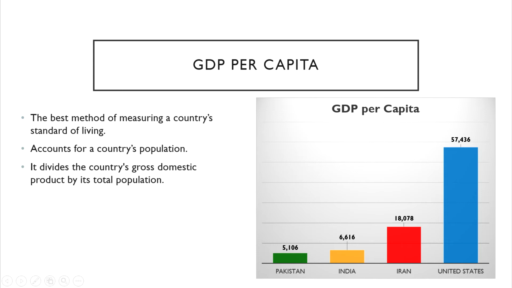In case you are unfamiliar with the GDP per capita, it is a measurement of a country's economic output that accounts for its number of people. It divides the country's gross domestic product by its total population, making it the best measurement of a country's standard of living. A country's standard of living is directly influenced by its economics, making GDP per capita the best way to compare and measure a country's economics.